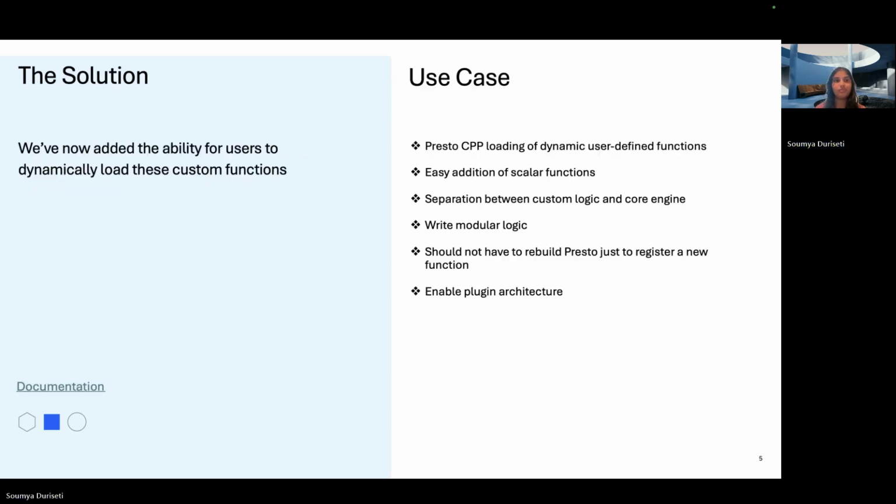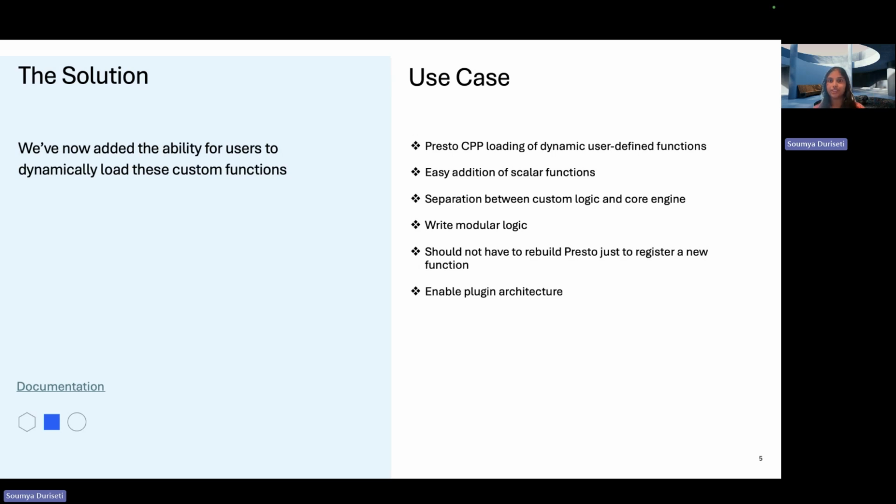So our solution was to add the ability for users to dynamically load any custom functions that they would like. For example, if you think that some geometry function or some AI function that you've seen is cool and you would like to use it in your own flavor of Prestissimo to make your life easier, you can just go ahead and add that custom function in using this functionality.